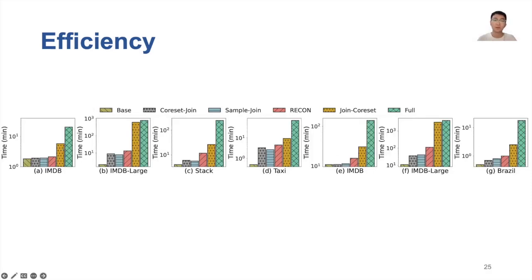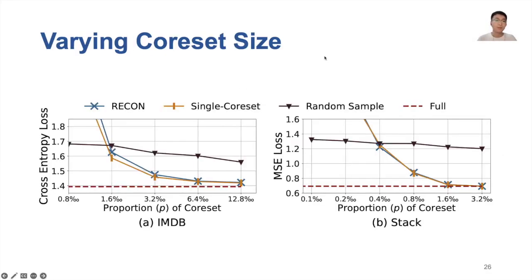For efficiency, we show the total time including both coreset selection and model training for different baselines and Recon. We can see that, in general, Recon achieved an efficiency improvement of nearly 2 orders of magnitude compared with full. We also conducted experiments of varying coreset size. This figure shows the training loss for different baselines. We can see that Recon converges to almost the same loss as full, which demonstrates that Recon can accurately estimate the gradient with theoretical guarantees, and thus achieve the same performance as the full data.